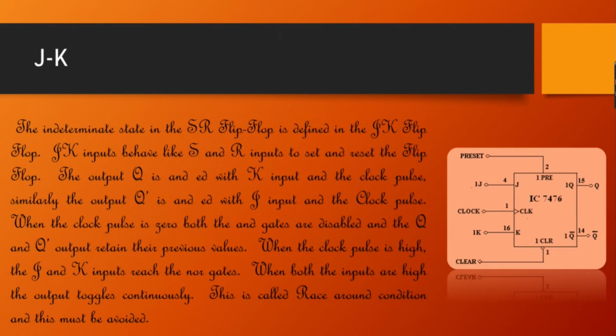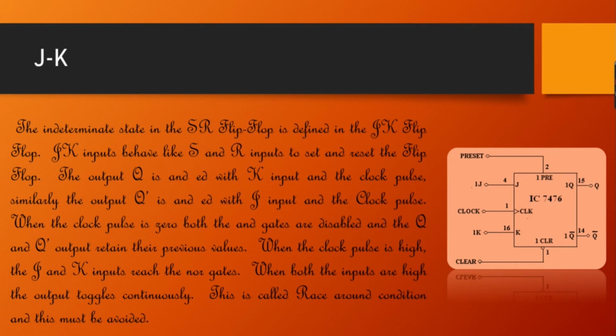JK flip-flop. The indeterminate state in the SR flip-flop is defined in the JK flip-flop. JK inputs behave like S and R inputs to set and reset the flip-flop. The output Q is ANDed with K input and the clock pulse. Similarly, the output Q dash is ANDed with J input and the clock pulse.